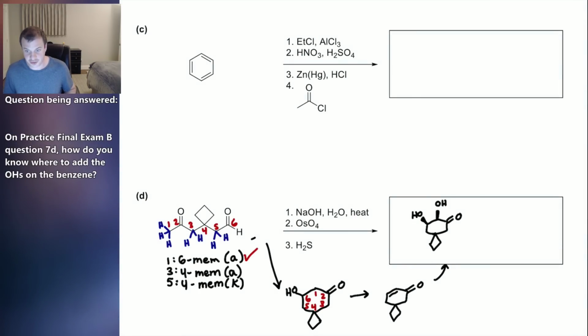And how do you determine where the OHs are? Well, first you have to determine where the alkene is, and for that you need to know how to do the intramolecular aldol reaction. So we kind of did work through this already. So you should have your answer now.